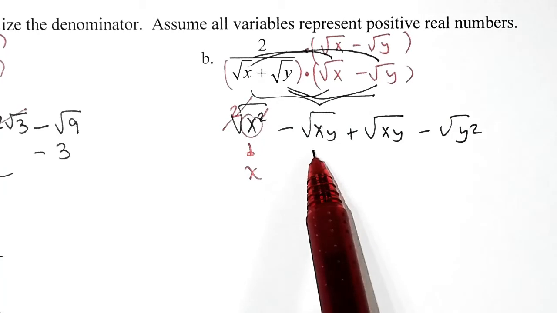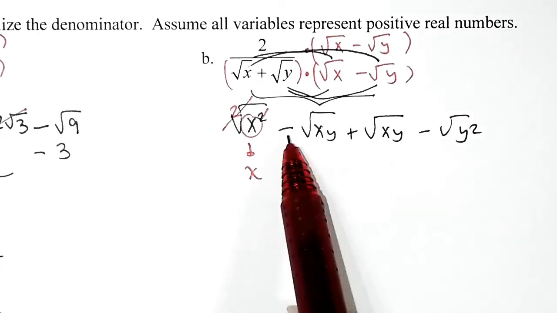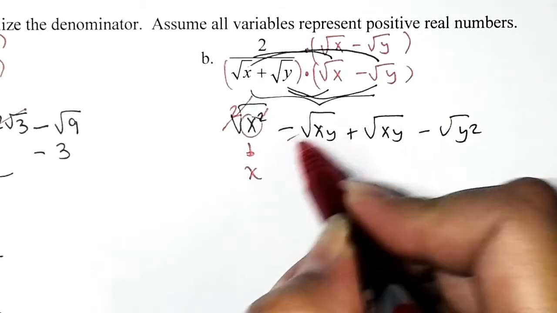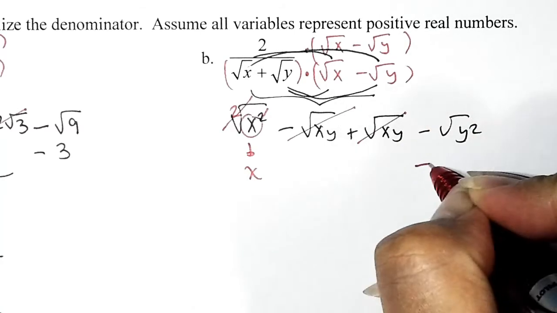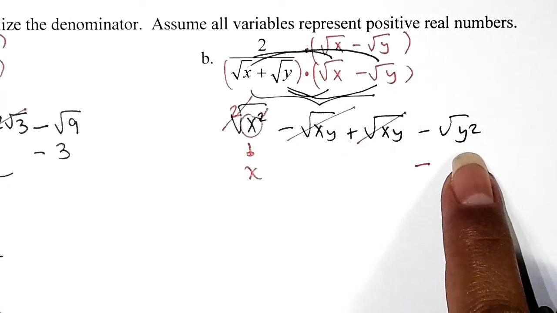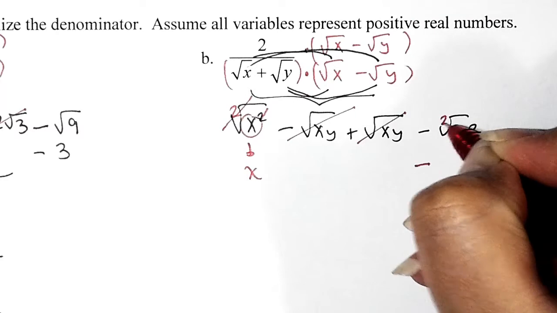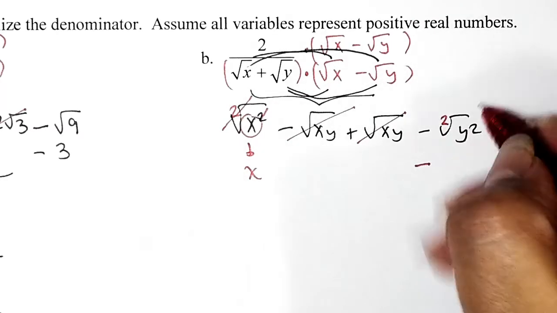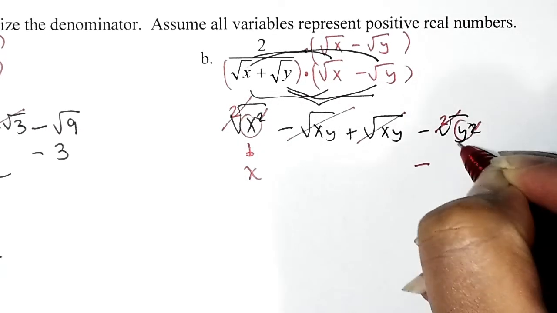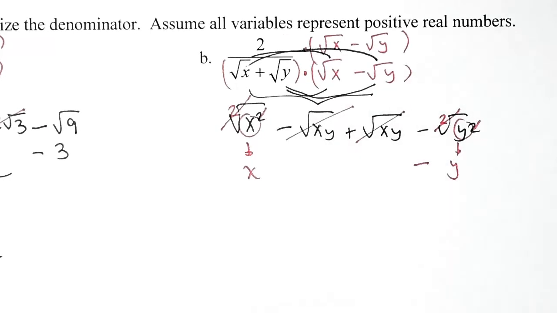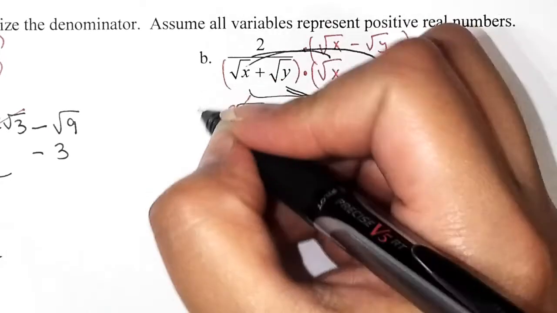Negative square root of xy plus square root of y. Negative 1 plus 1 is 0, so the radicals cancel out. Minus, same speech, okay, square root of y squared, index is 2, power is 2, the square and the square root undo each other, and that will leave us with the radicand of y. Okay, so that's a lot of work.